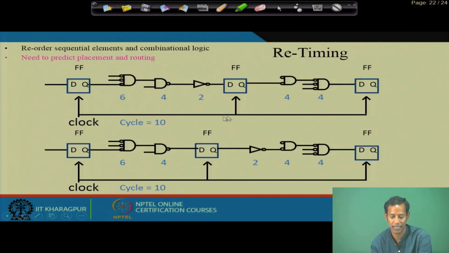In this case, as we have already done this change, initially the requirement of this particular path was 12, now it becomes 10. This is also becoming 10. So, now the clock cycle requirement of 10 is satisfied.